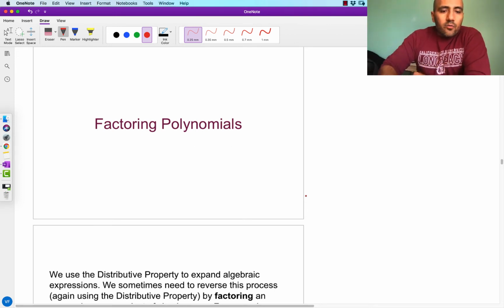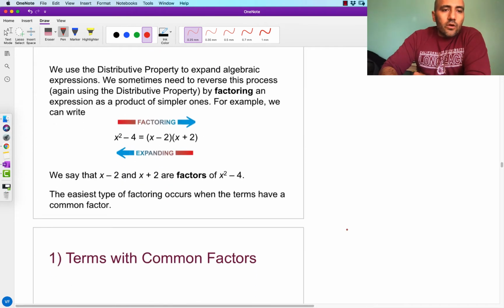Okay, factoring polynomials. We use the distributive property to expand algebraic expressions, or to multiply. We sometimes need to reverse this process, again using the distributive property, by factoring an expression as a product of simpler ones. So, for example, if we had this multiplication, we saw something like this earlier. This is a binomial times a binomial, right?